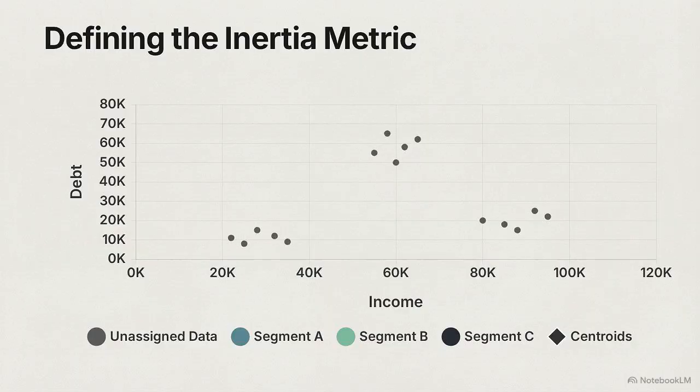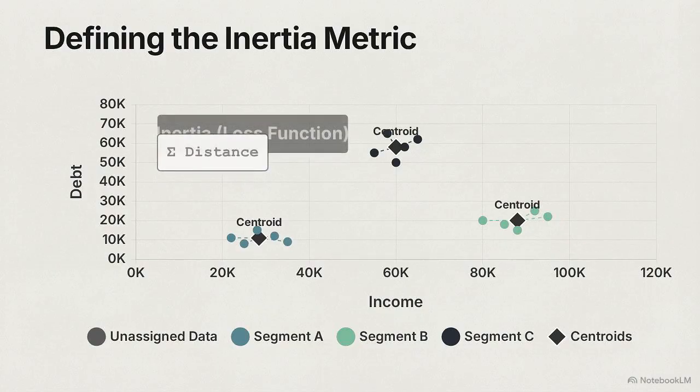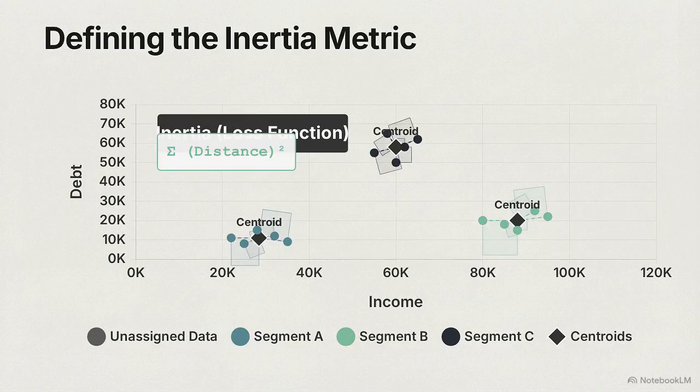This scatterplot maps unlabeled bank customer data across two dimensions, income and debt. Our objective is to segment these customers. To do this, the algorithm minimizes the distance between every data point and the geometric centers of their assigned groups. That distance measurement constitutes the algorithm's loss function, formally known as inertia. Inertia is calculated as the sum of squared errors between the data points and their respective cluster centroids.